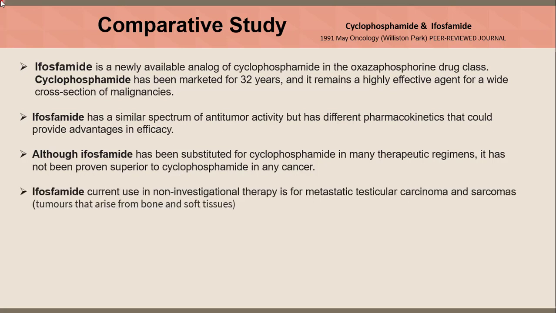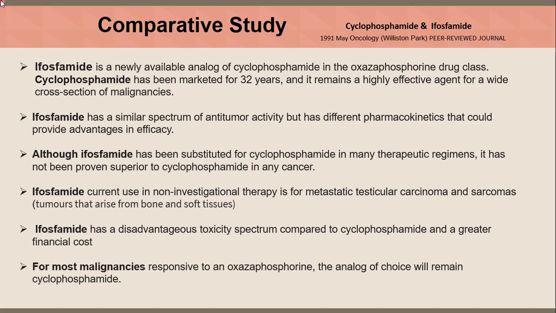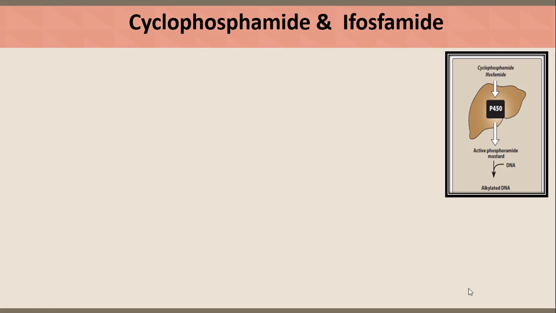The current non-investigational use of ifosfamide is for metastatic testicular carcinoma and sarcomas. Ifosfamide has a disadvantageous toxicity spectrum compared to cyclophosphamide and a greater financial cost. For most malignancies responsive to an oxazaphosphorine, the analog of choice will remain cyclophosphamide. Finally, we should also know some crucial information pertaining to cyclophosphamide and ifosfamide.